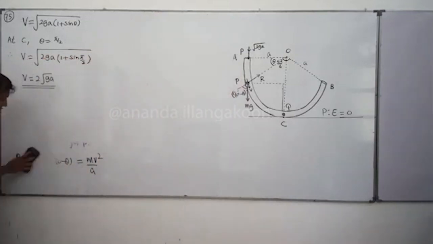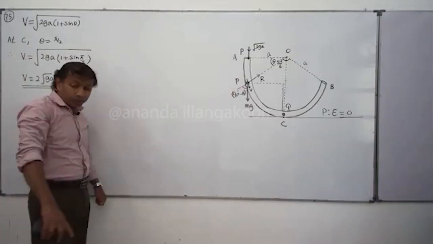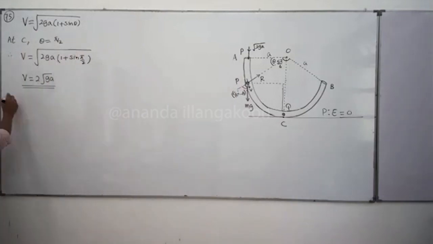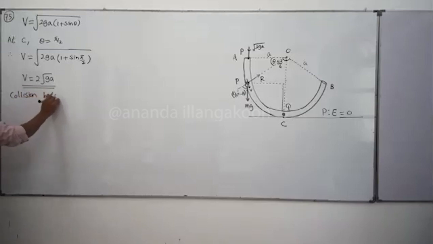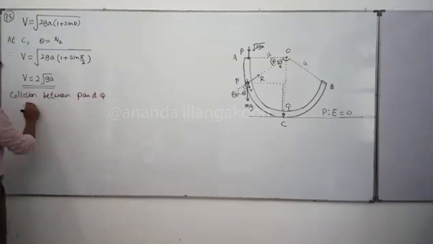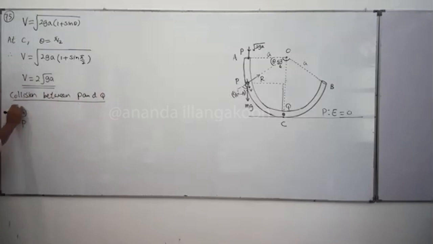Now, with this velocity only, the collision takes place. Now, collision between P and Q, we can write. This is just before the collision: the particle P moves with velocity 2 root gA.